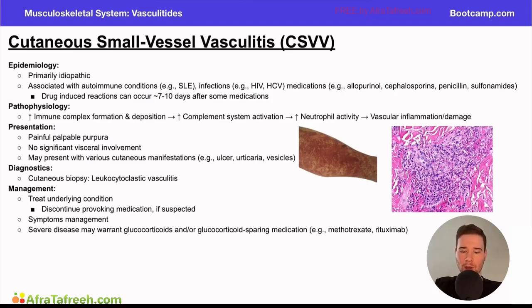In this next video, we're going to talk about a fairly low-yield pathology in this section. However, I want to be complete and make sure that you are prepared for everything on test day. So in this one, we're going to talk about cutaneous small vessel vasculitis, sometimes abbreviated as CSVV. Historically, this has also been referred to as hypersensitivity vasculitis. This is a type of vasculitis that typically affects small vessels, as the name suggests.